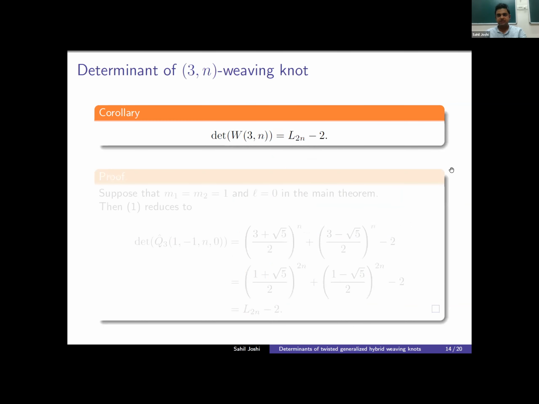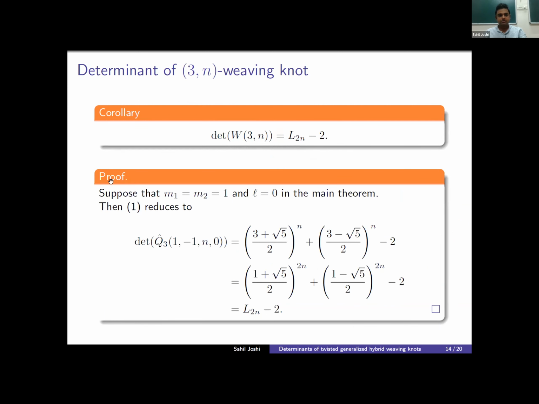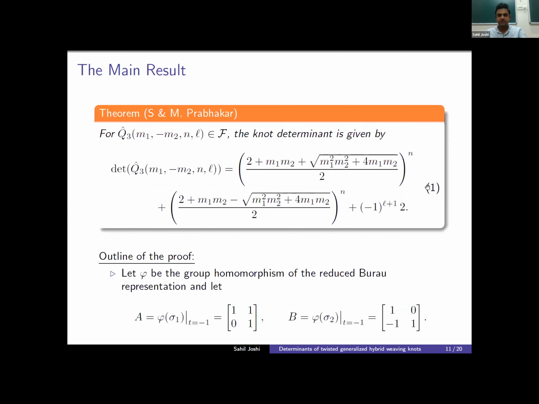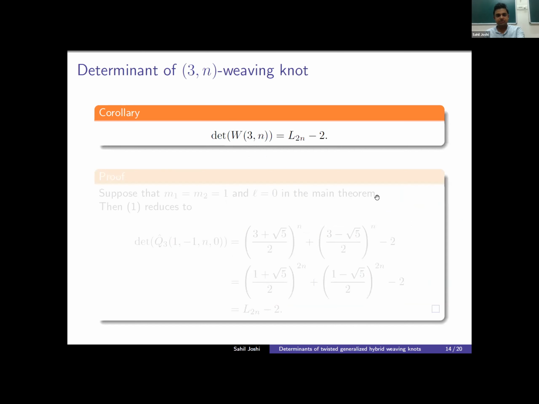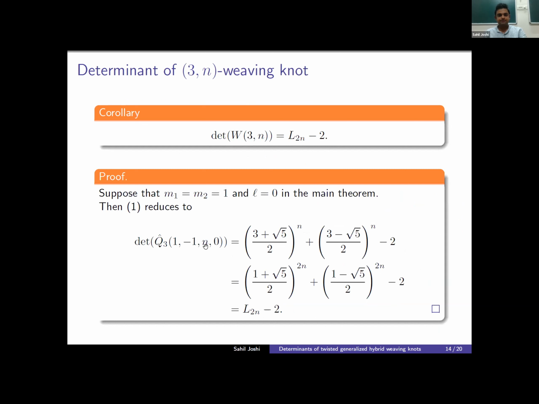Now we can see some applications of this result. There is already a proof of this determinant formula for the weaving knots, but we can give a very simple proof of the same. If I substitute M1 equal to M2 equal to 1 and L to be 0 in the main result, the equation, which is the only equation in this paper, reduces to the following. This quantity is just the square of the golden ratio, so we can get this formula, Lucas number 2 and -2.